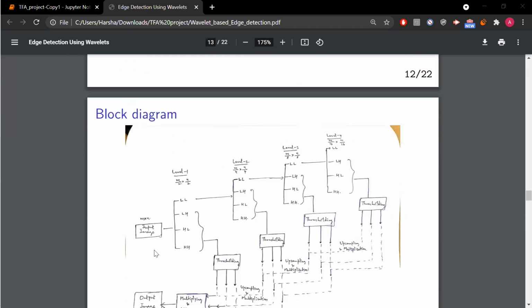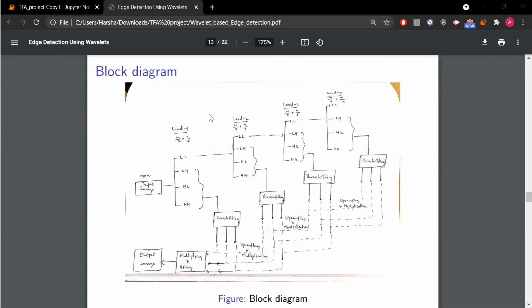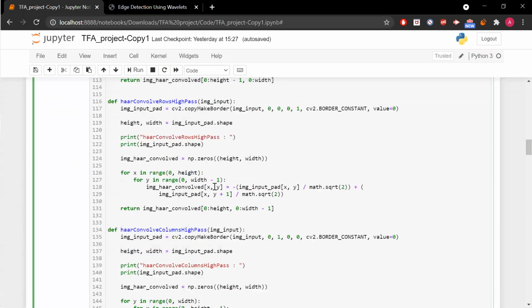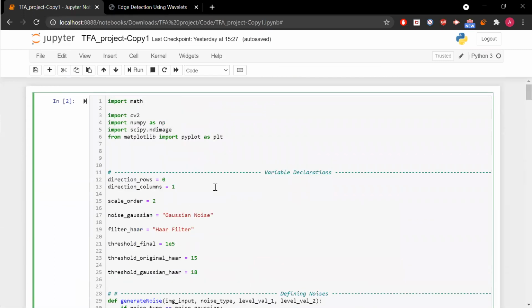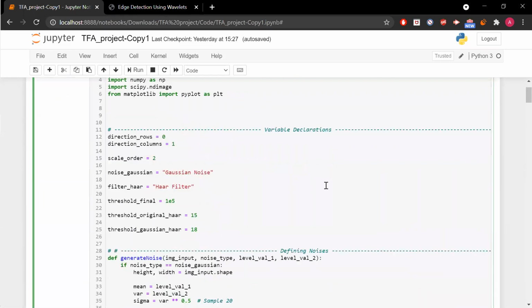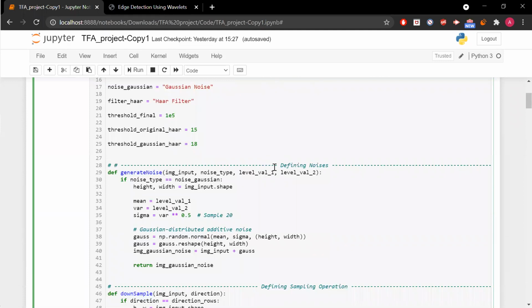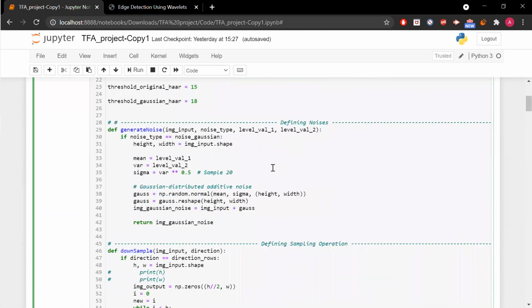Now I'll run you through the code which we have written for getting the outputs. So is the code visible to you? Yeah, the code is visible. So we'll be using Haar wavelet and Gaussian noise. This generate noise function generates noise by taking the input, and we are using Gaussian noise only. So if we provide the input as noise underscore Gaussian, it will just add a Gaussian noise.